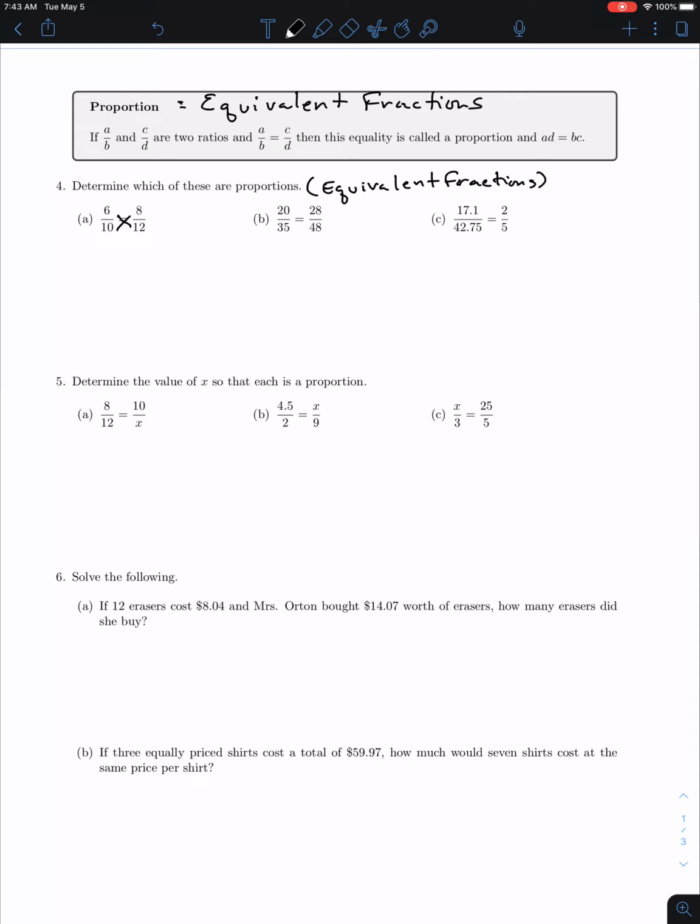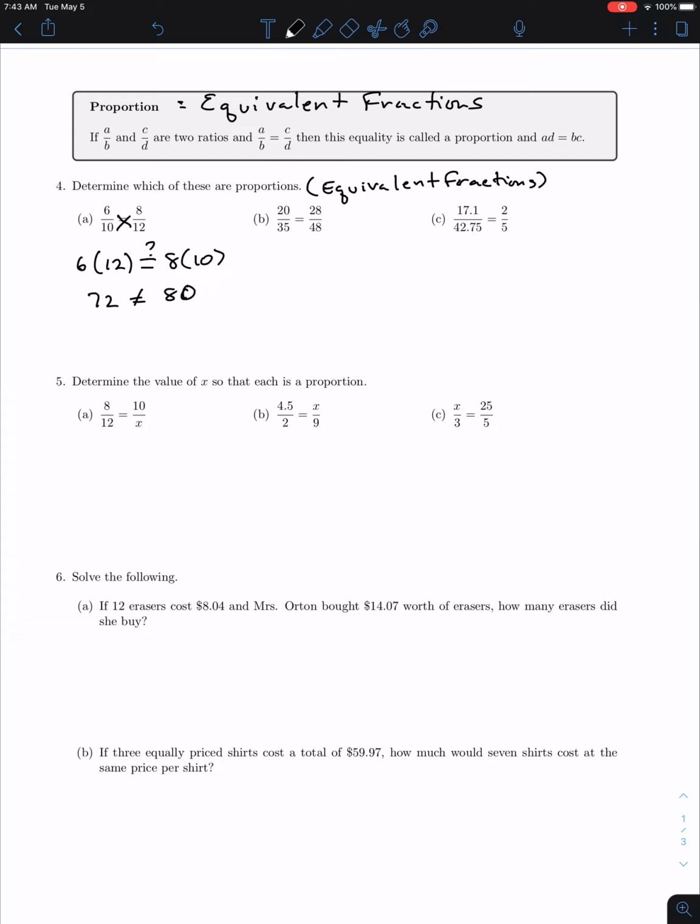So just cross multiply. 6 times 12, does it equal 8 times 10? 6 times 12 is 72. 8 times 10 is 80. So they're obviously not equal. That means they're not proportional, or not equivalent fractions. Same thing for the rest. I'll leave the rest of 4 for you guys to do.